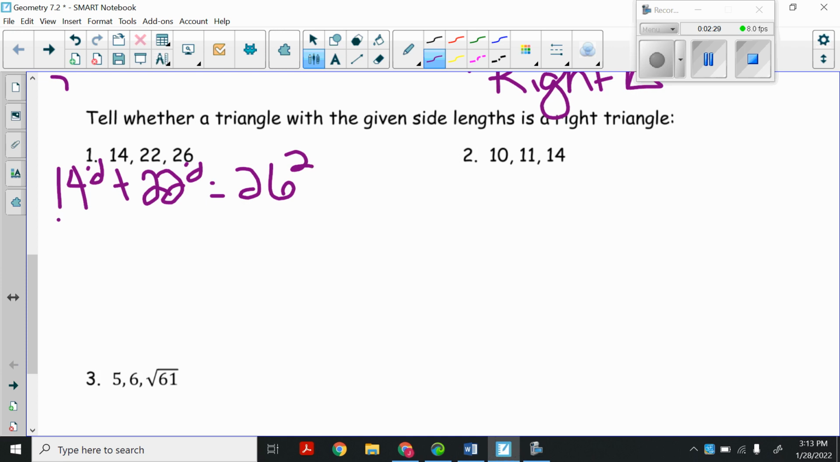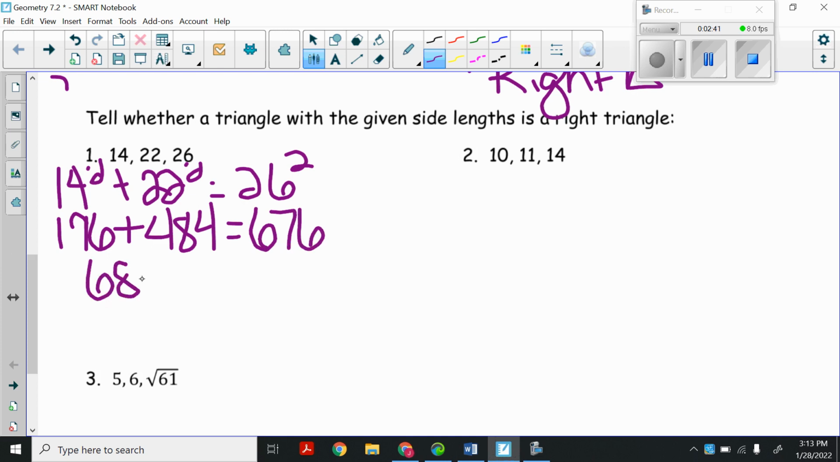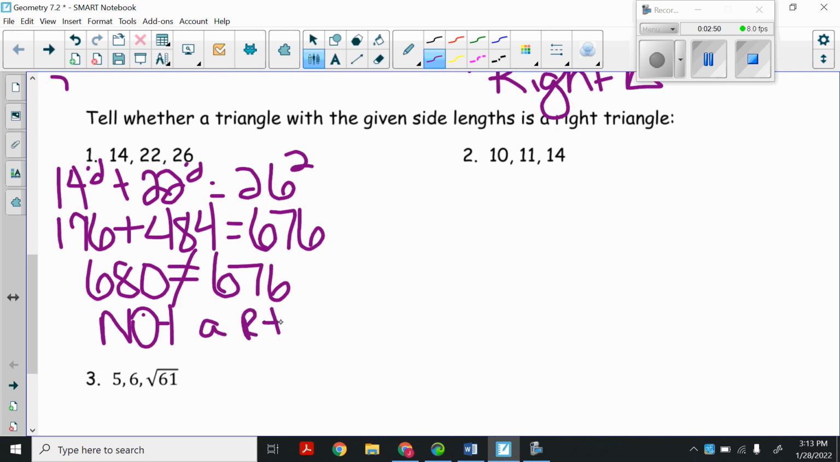So 14 squared, 196. 22 squared, 484. 26 squared is 676. So add 196 and 484 together, I get 680. Is 680 equal to 676? No. Therefore, this one is not a right triangle.